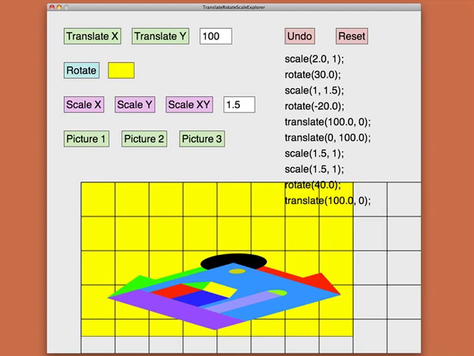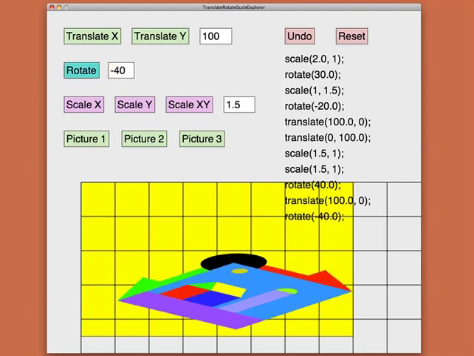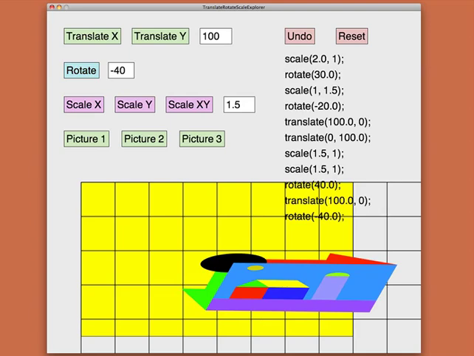Let's see if I can find the rotation that'll bring the x-axis pretty close. There we are. So minus 40 degrees. I was just kind of eyeballing it, and it's not exactly right. But this is close to having the x-axis going to the right. And again, we can see that things are skewed.